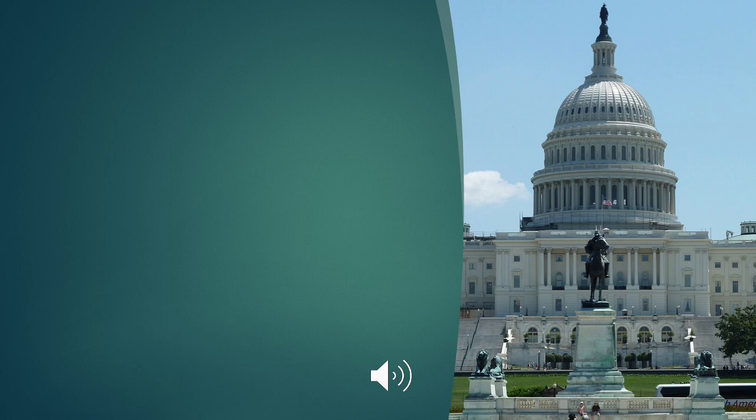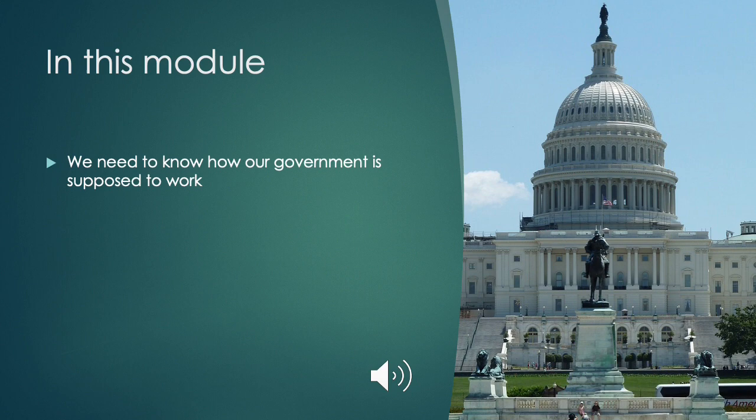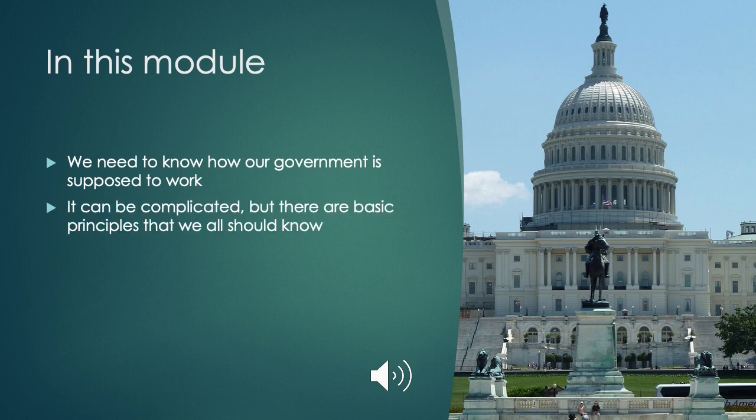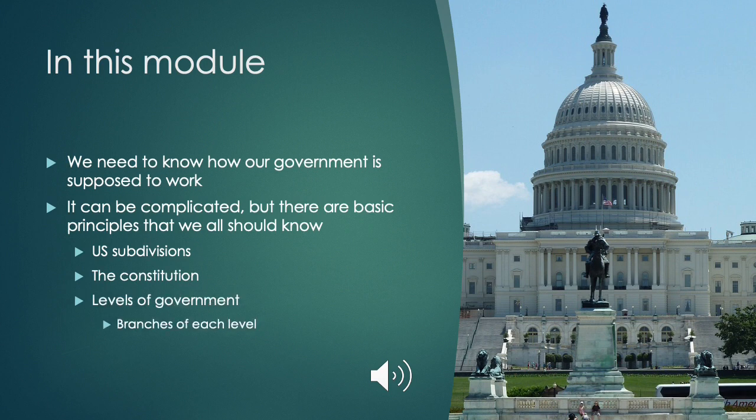If we want to be involved in changing policies and improving our communities, we need to know how our government is supposed to work. It can be complicated, but there are some basic principles that you will learn in this module, including U.S. subdivisions, the Constitution, levels of government and the branches of each level, and information about funding and taxes.